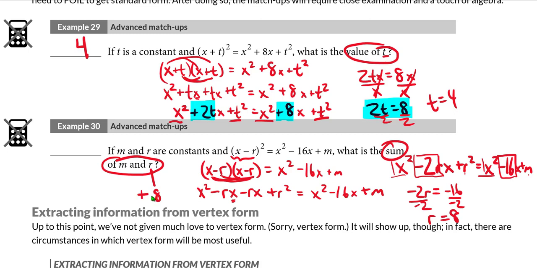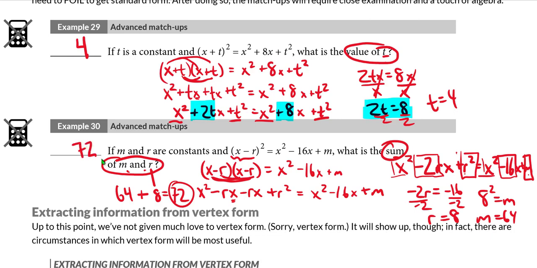I need to add to that r value the m value. How do I find m? Well, I just use my other matchup. I know that this r squared term and this m term have to equal each other. So if r squared is m, and I already know that r is 8, I just do 8 squared. That's r squared. 8 squared equals m, which means that m equals 64. I now have the other value I need, 64 plus 8. Without a calculator, I have to do this. That shouldn't be too bad. That's going to be 72. Sum of m and r is 72. Yes, that's what I was being asked for here.